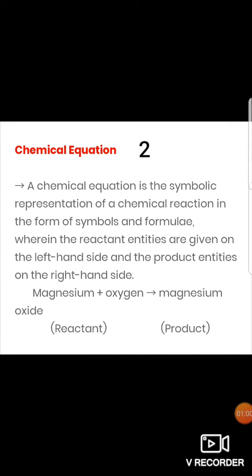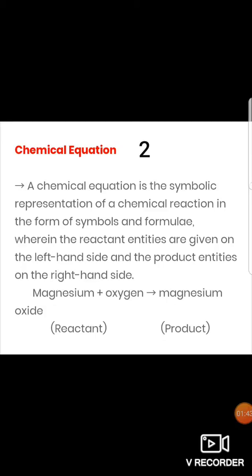What is a chemical equation? A chemical equation is the symbolic representation of a chemical reaction in the form of symbols and formulas. The reactant entities are given on the left hand side and the product entities on the right hand side. For example, magnesium and oxygen on the left hand side, when reacted together, give magnesium oxide. The reactants, magnesium and oxygen, are on the left hand side, and magnesium oxide is on the right hand side. The products are always on the right hand side.